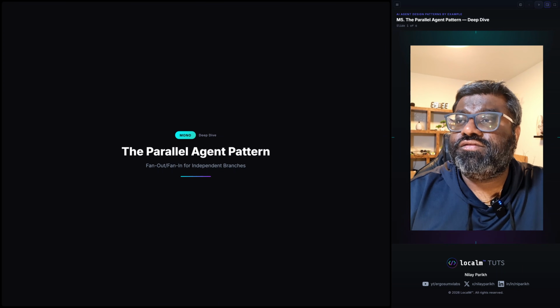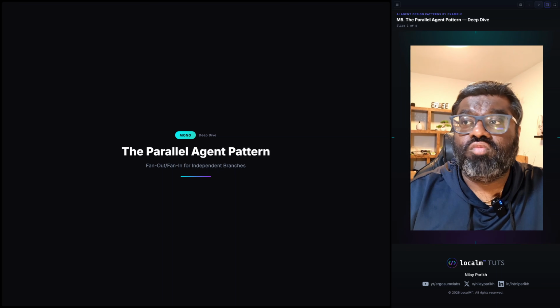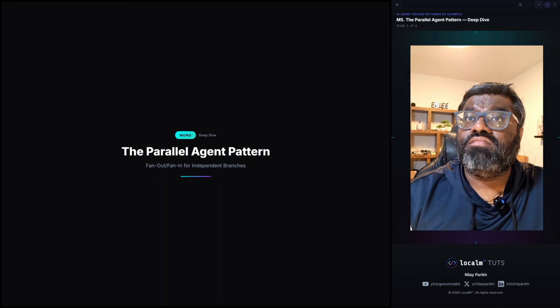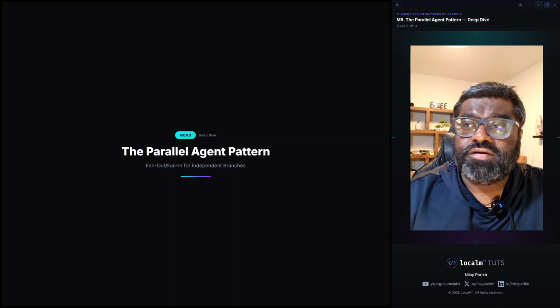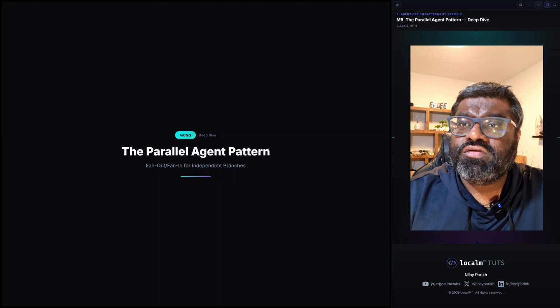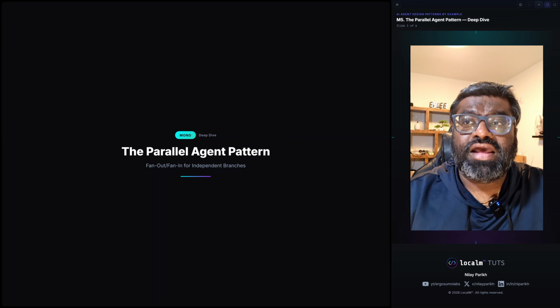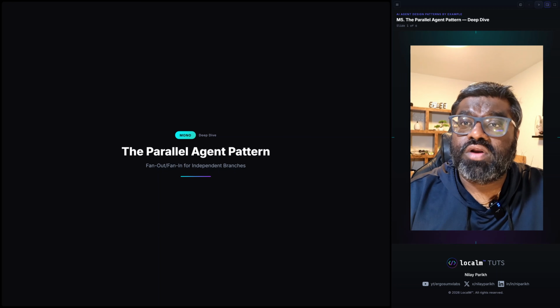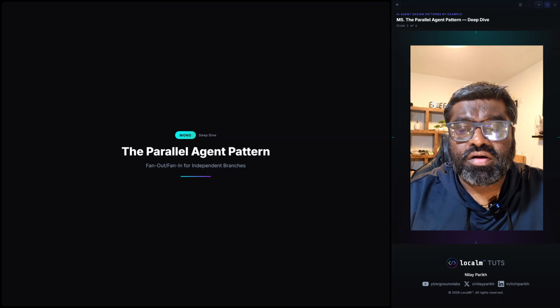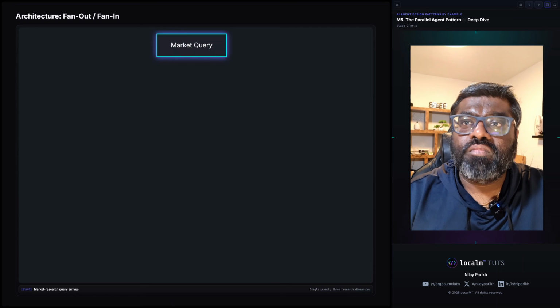Three independent research tracks: sequential will take 12 seconds, parallel might take 8. The parallel pattern trades the strict ordering for concurrent speed. And you're about to see exactly how fan-out and fan-in work. Plus, there is one constraint that I would like to make sure we remember when we process in parallel.